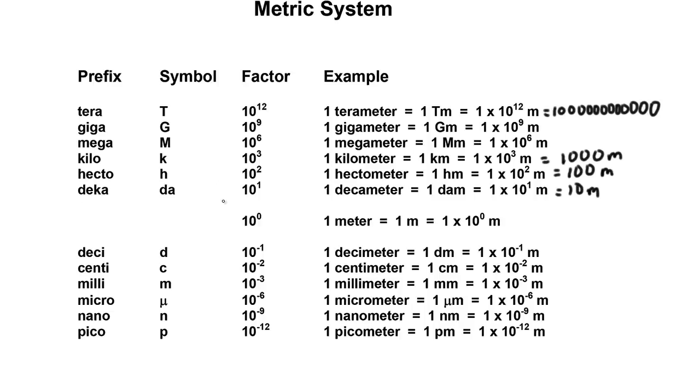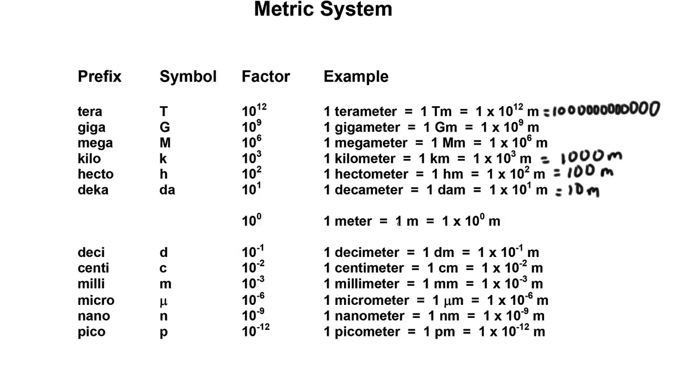Well, if you go up by 10 to the 1, that's called deca. If you go up by 10 to the 2, by 100, that's called hecto. 1,000, 10 to the 3, that's kilo. 1,000,000, that's mega. 10 to the 9th is giga, and 10 to the 12th is tera. And there's other ones too. You can go 10 to the 15th, 10 to the 18th, 10 to the 21, 10 to the 24. There's more to the metric system than what I've put here, but this is a good start.